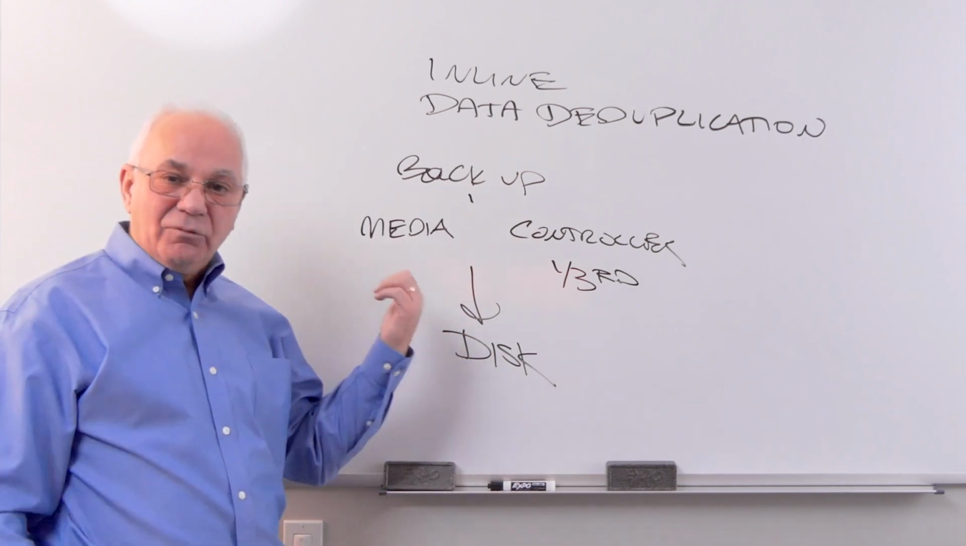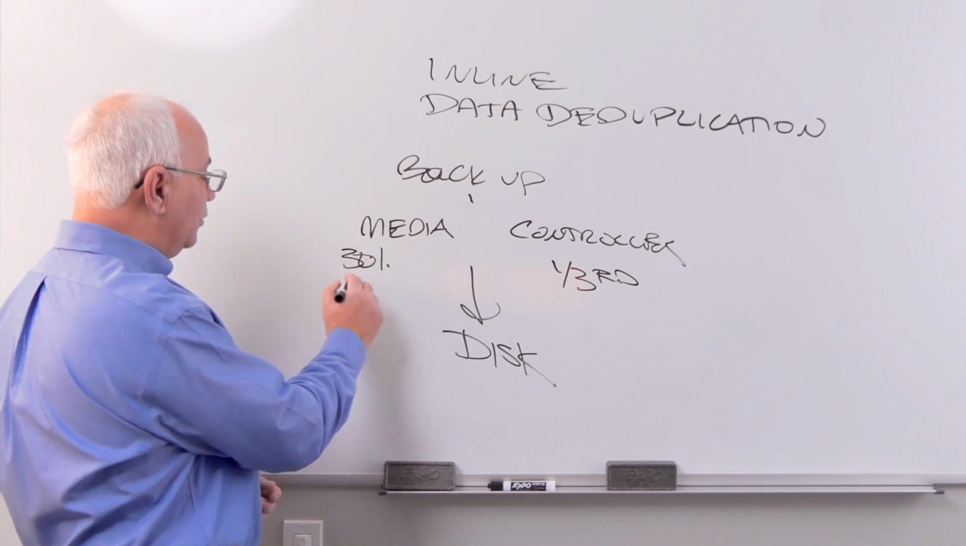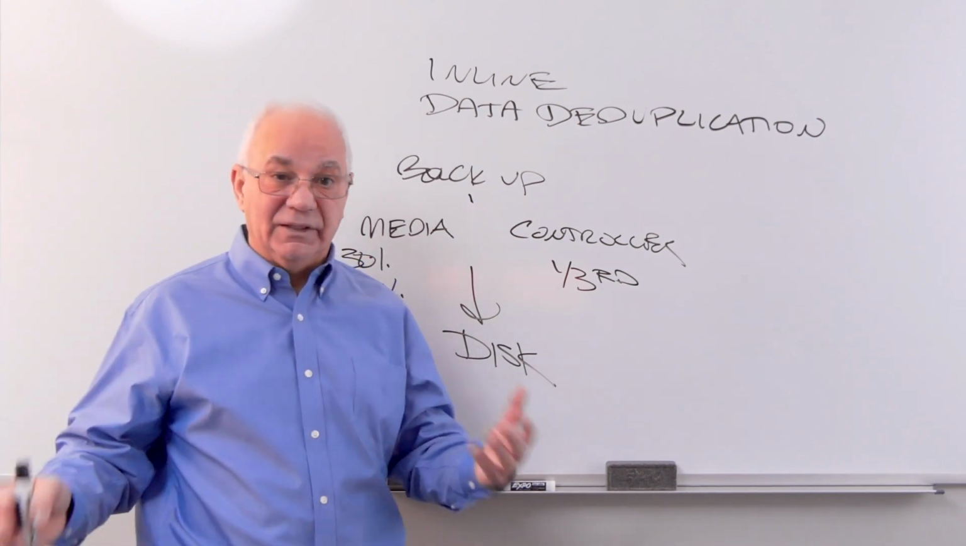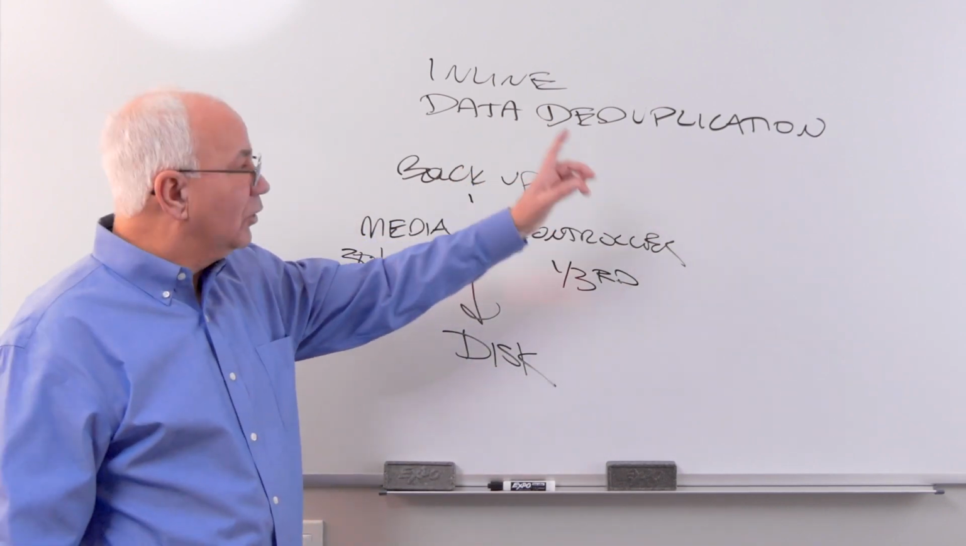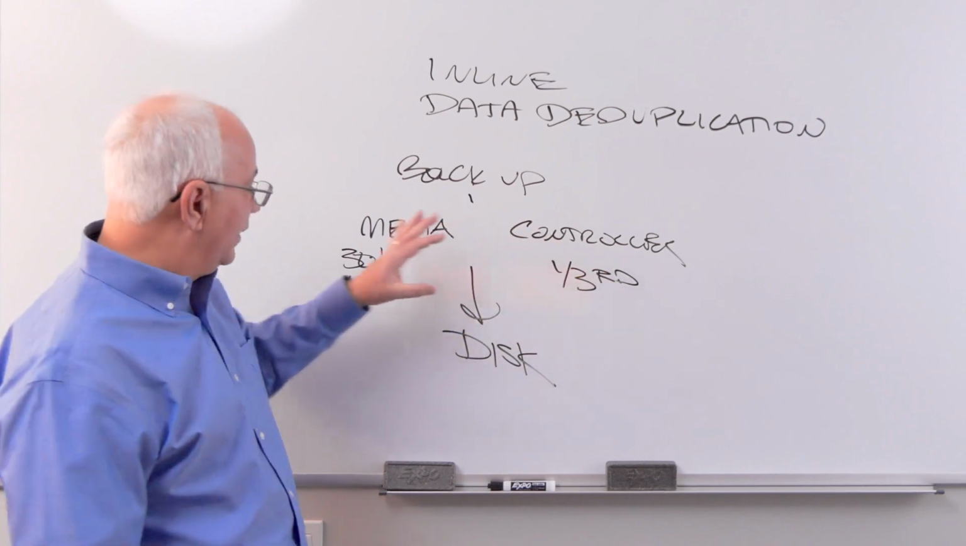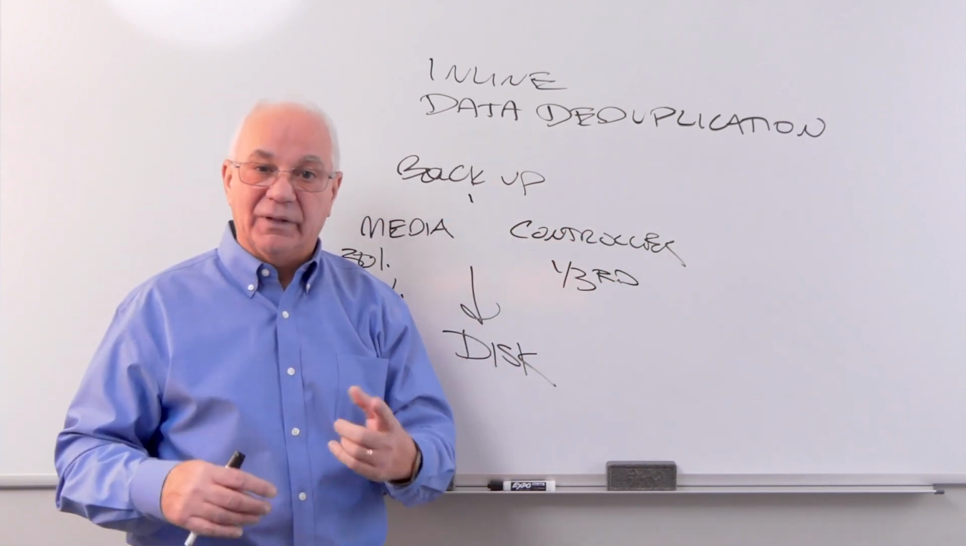Depending on what level of deduplication you do in the media server, you can have a 30% to as much as 100% impact on the performance of writing to disk. So whenever possible, you want to avoid trying to do this deduplication on the way to the disk, whether that's live in the media server or live in a controller called inline deduplication.